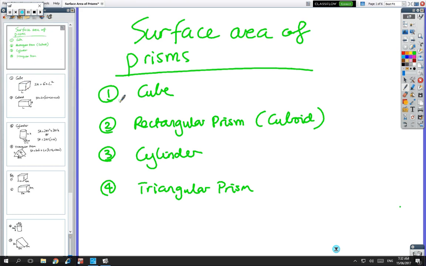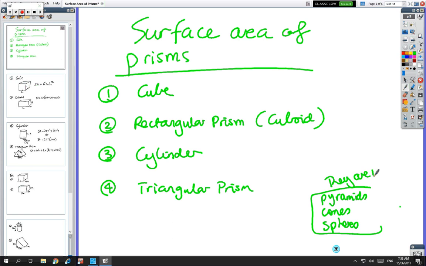Okay, so we're just doing a video on surface area of prisms, and the shapes we're going to be looking at are cubes, rectangular prisms, which are also called cuboids, cylinders and triangular prisms. Shapes like pyramids and cones and spheres we won't be covering because they're not prisms, because the shape is not constant all the way through. So we're not going to be covering those shapes.